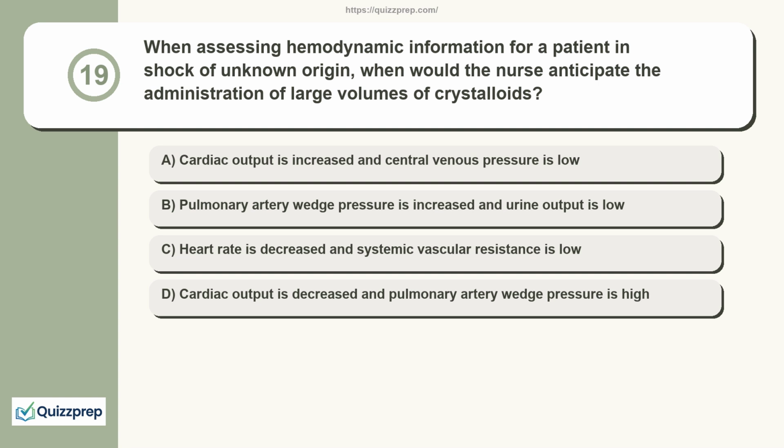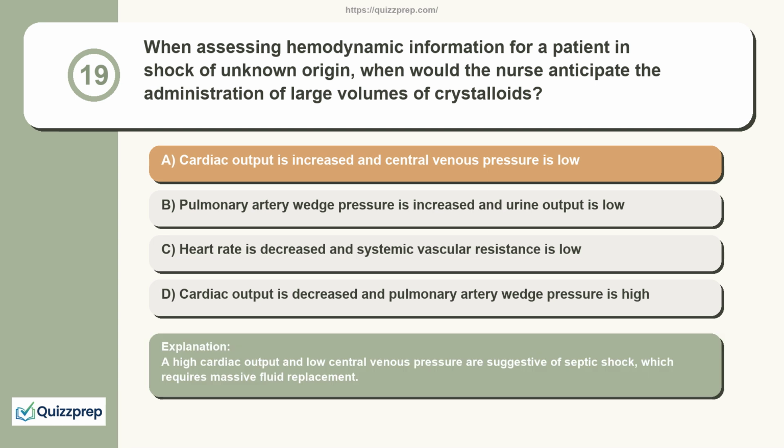Question 19. When assessing hemodynamic information for a patient in shock of unknown origin, when would the nurse anticipate the administration of large volumes of crystalloids? Cardiac output is increased and central venous pressure is low. Pulmonary artery wedge pressure is increased and urine output is low. Heart rate is decreased and systemic vascular resistance is low. Cardiac output is decreased and pulmonary artery wedge pressure is high. A high cardiac output and low central venous pressure are suggestive of septic shock, which requires massive fluid replacement.